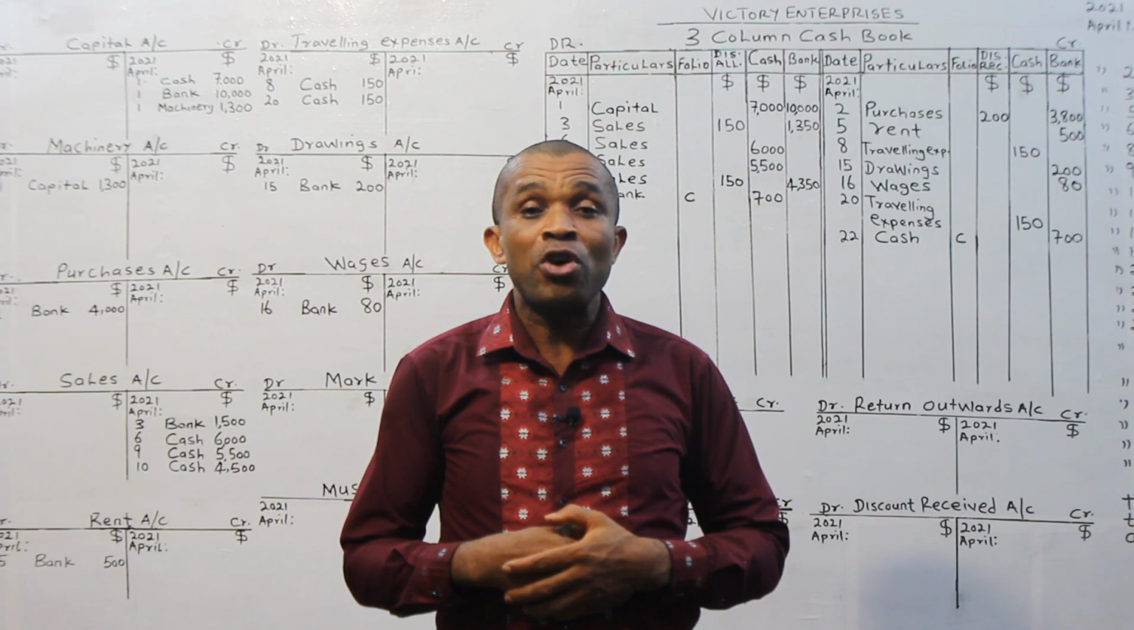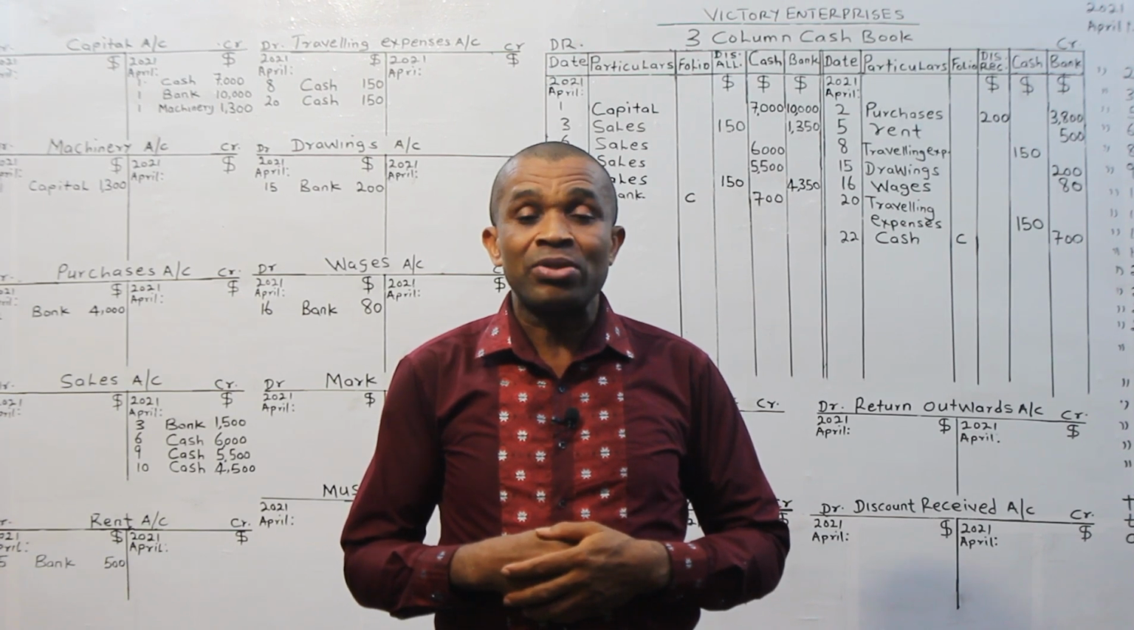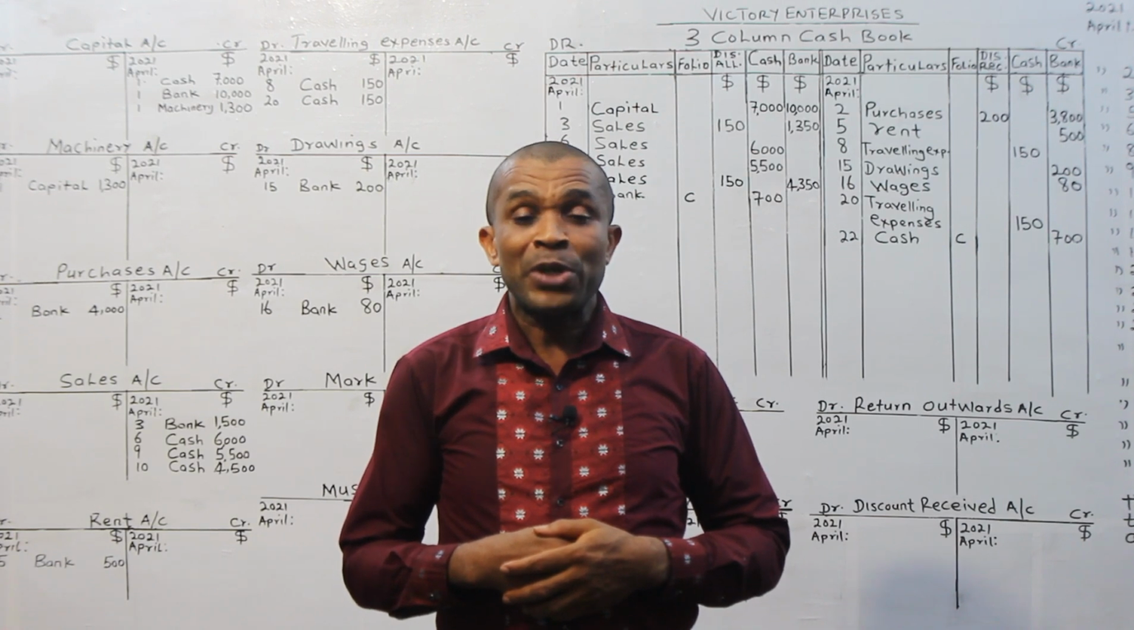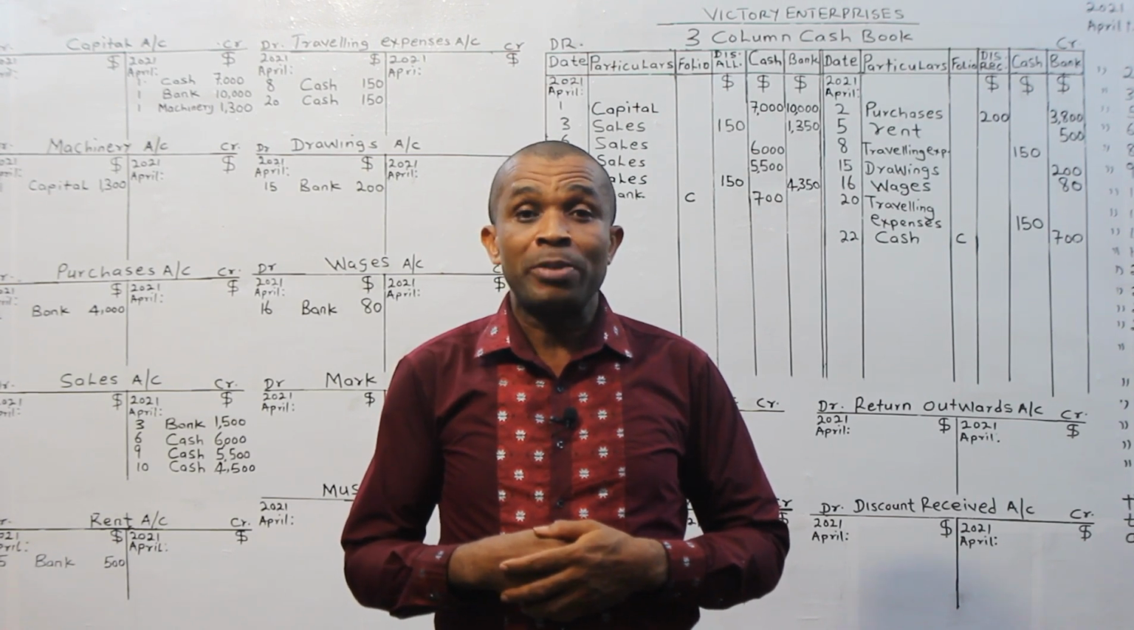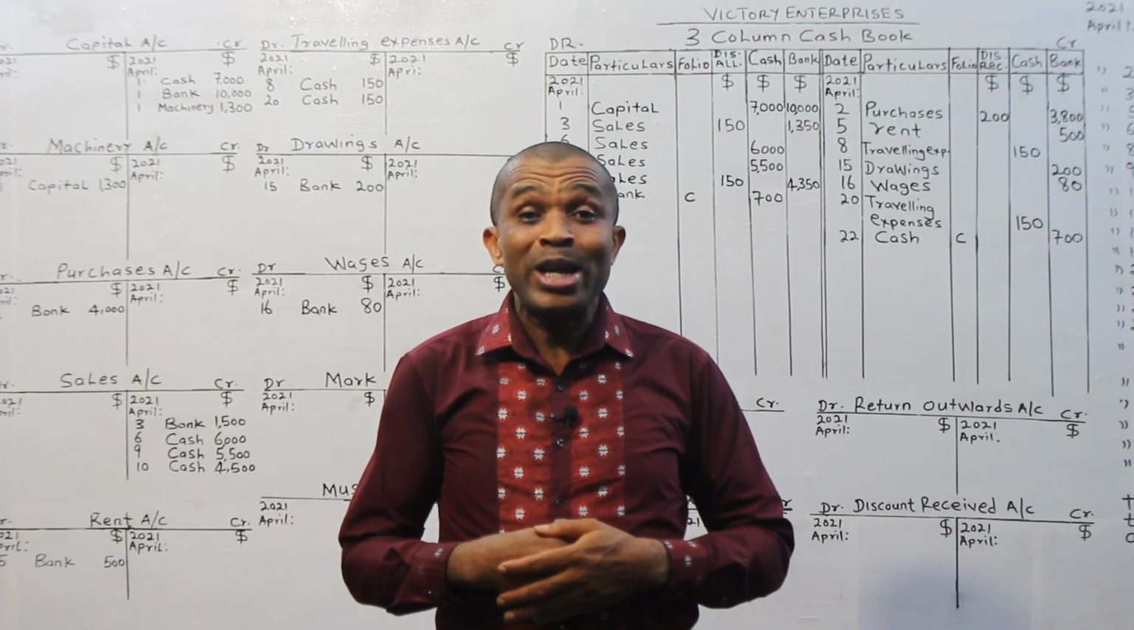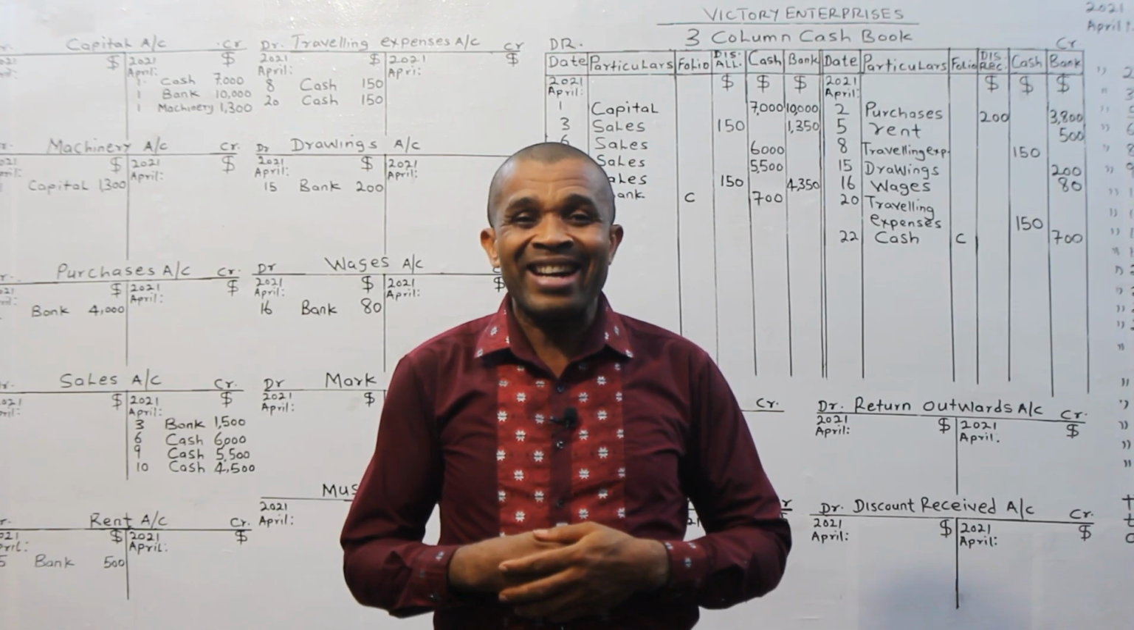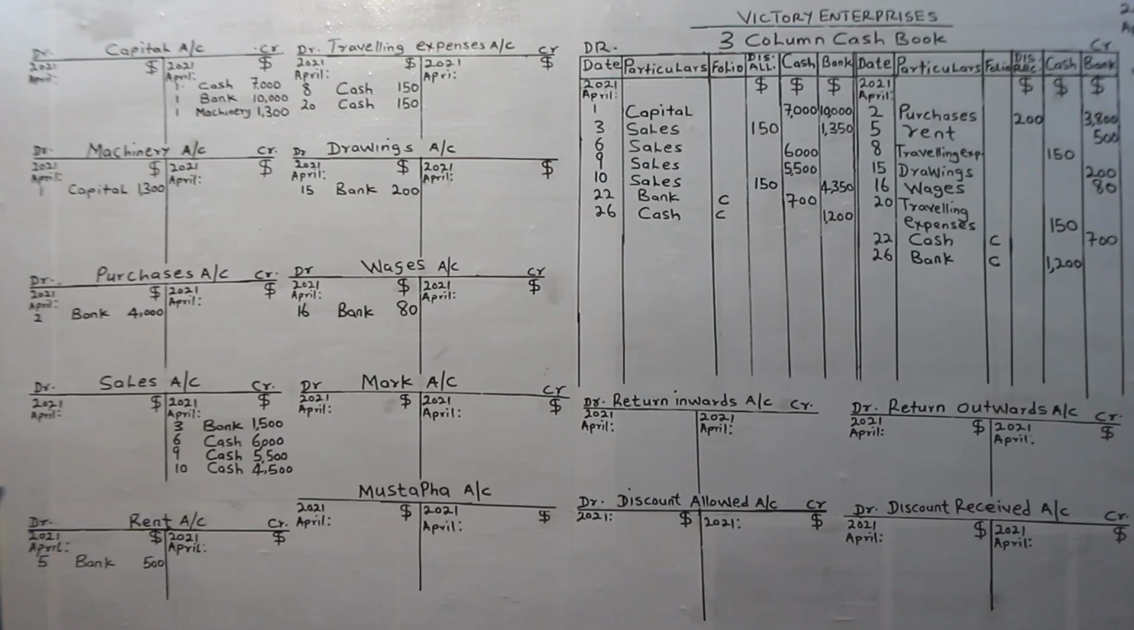In this form of contra entry, it's the cash account that will be credited while the bank column will be debited, because cash is being paid into the bank. The bank is the receiver while cash is the giver. So we locate the cash column and credit it, and locate the bank column and debit it. So we credit the cash column with $1,200 paid into the bank.